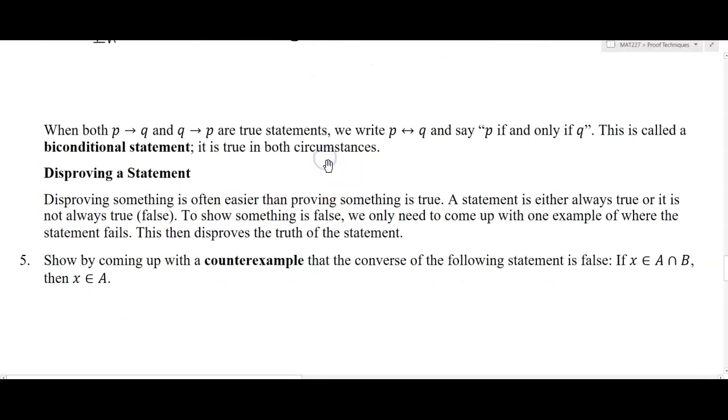Now, probably one of my favorite ones when I was going to school was disproving a statement. And disproving something is often easier than proving something is true, because to disprove something, first of all, in Boolean logic, a statement is either always true or it is not always true. So that means if something is not always true, it is false. And that is sometimes a hard pill to swallow, that even if you find just one exception to your rule, that makes that whole statement false. To show something is false, we only need to come up with one example of where the statement fails. This then disproves the truth of the statement.